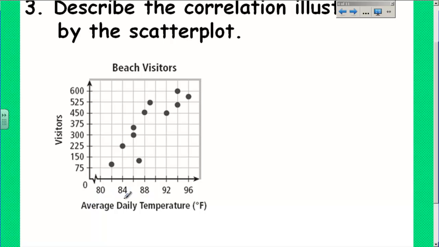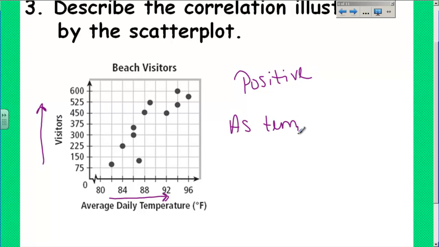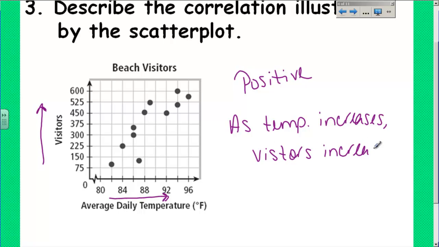As the average daily temperature increases, as we go this way on the x-axis, as these numbers increase, the number of visitors to the beach also increases because down here there aren't very many visitors, but when I get over here to where it's 96 degrees, there's a lot more. So both things are increasing, so this has a positive correlation. And here's how we would say it. As the temperature increases, visitors increases. And so you can see both things are increasing. That's why it has a positive correlation.